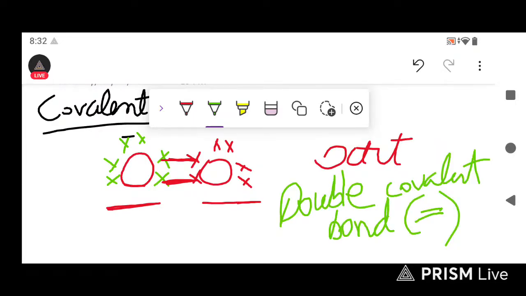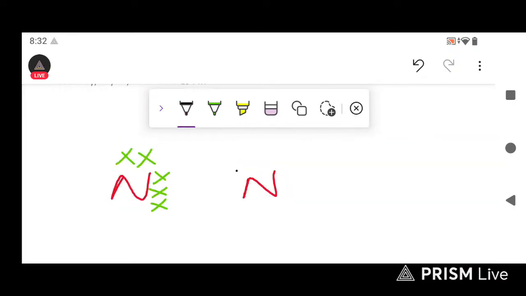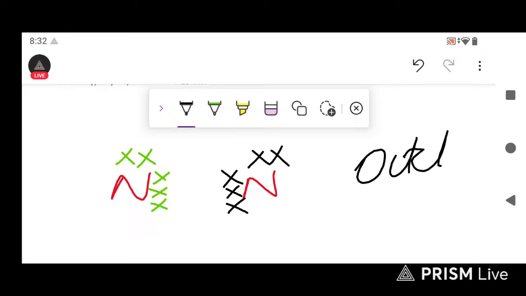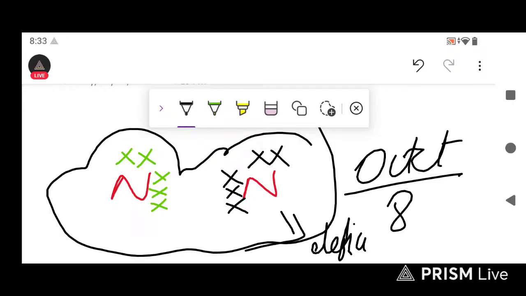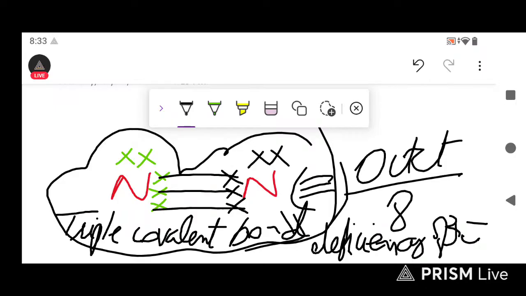Triple covalent bond, how is it formed? Now let's move on. One, two, three, four, five: five valence electrons. So they have a deficiency. They have to complete their octet. To complete the octet they need 8 electrons, but they have only 5, so they have a deficiency of 3.